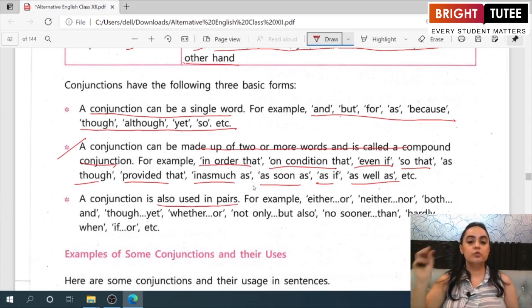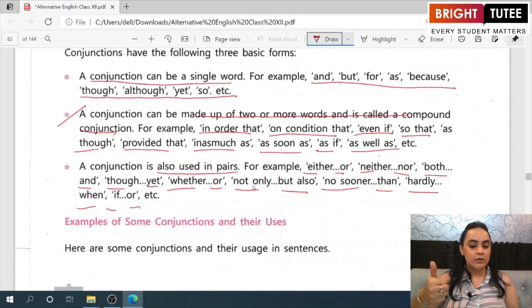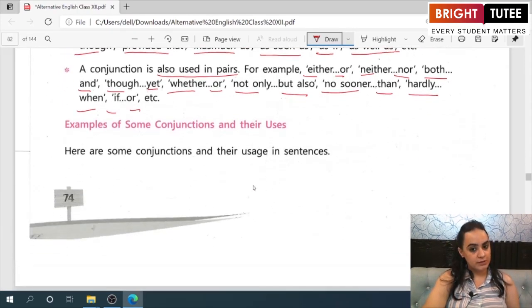And a conjunction is also used in pairs. Two conjunctions used in the same sentence always together. Either or, neither nor, both and, though yet, whether or, not only but also, no sooner than, hardly when, if or. These are the conjunctions which are always used in pairs. So we either use a conjunction individually, we use a compound conjunction, or we use a conjunction that always comes in a pair.